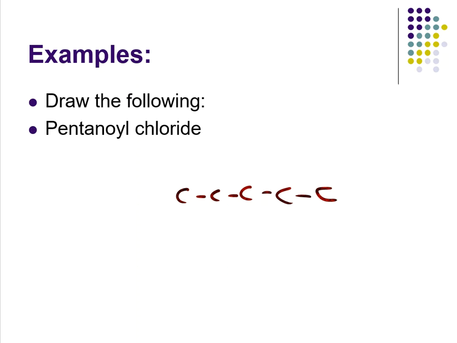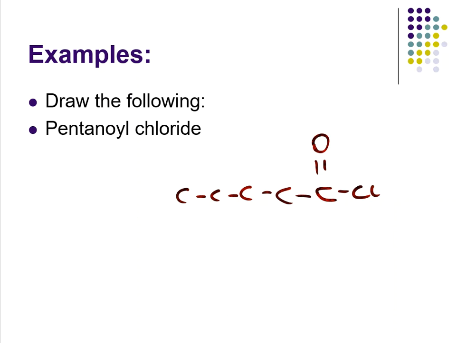So pentanoyl means on this carbon I have a C double bond O, and then off of that carbon I have a halogen, and this halogen is a chloride. That's it. That's all there is. I'm just leaving off the hydrogens, but I assume that you know that they're there and how many are there. But that's all that pentanoyl chloride is. 1, 2, 3, 4, 5, and the chlorine at the end.